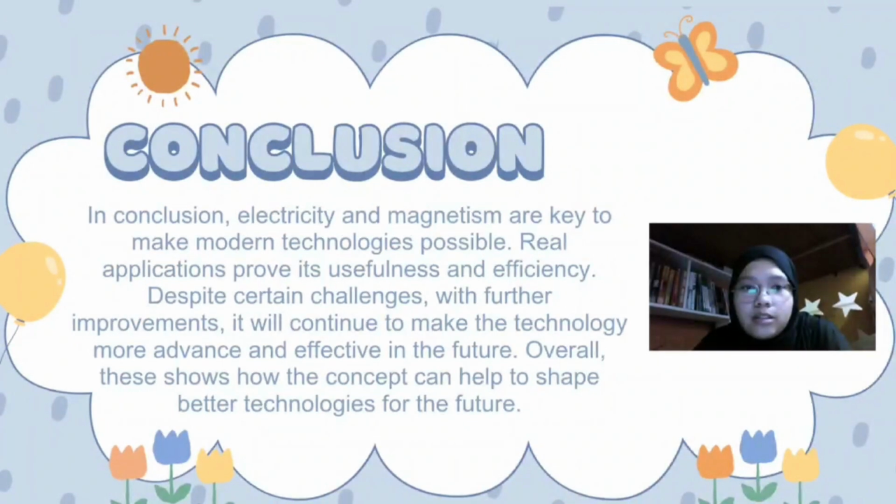So, in conclusion, electricity and magnetism are key to making modern technologies possible. Real applications prove its usefulness and efficiency. Despite certain challenges, with further improvement, it will continue to make the technology more advanced and effective in the future. Overall, this shows how the concept can help to shape better technologies for the future.